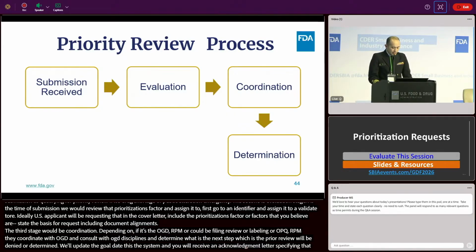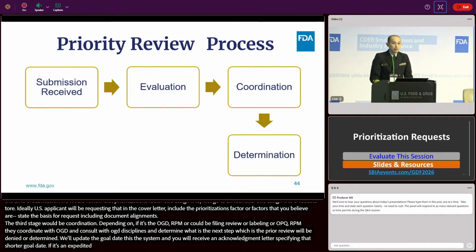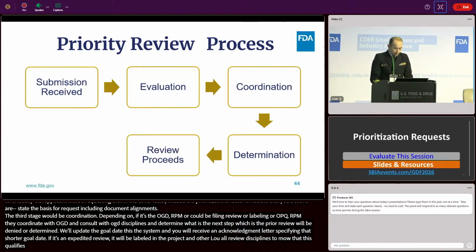Or if it's an expedited review, it will be labeled in that project, and it will allow all review disciplines to know that this qualifies for that expedited review. And then finally, the review proceeds. So the prioritized submission will be reviewed according to the assigned timeline, or will be prioritized internally in queue.